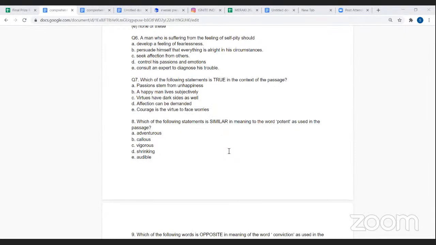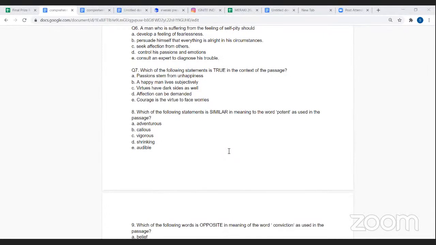Moving on, which of the following statements is similar in meaning to the word potent? Potent is something with potential, right? Another word that you have in the synonyms is vigor. So it will be option C, vigorous.